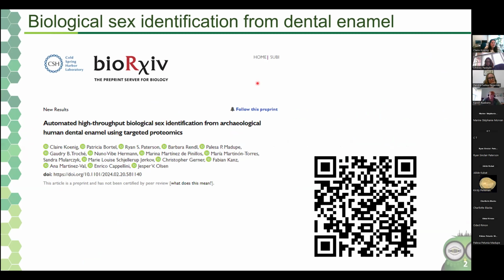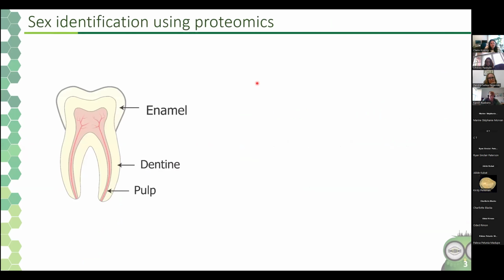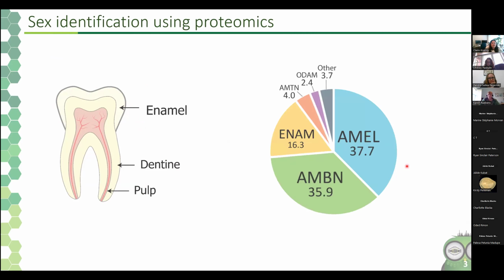To start with, I'm going to go over how we can perform sex identification using proteomics based on dental enamel. Here we have a tooth, and the enamel is the outer layer of the tooth, the most mineralized and the hardest part of the whole human body. With that, it is very suited for protein preservation and therefore makes it a very nice matrix for paleoproteomics. This enamel matrix is composed of only a few sets of proteins. We have mostly amelogenin, ameloblastin, and enamelin, and other proteins in lower abundance.